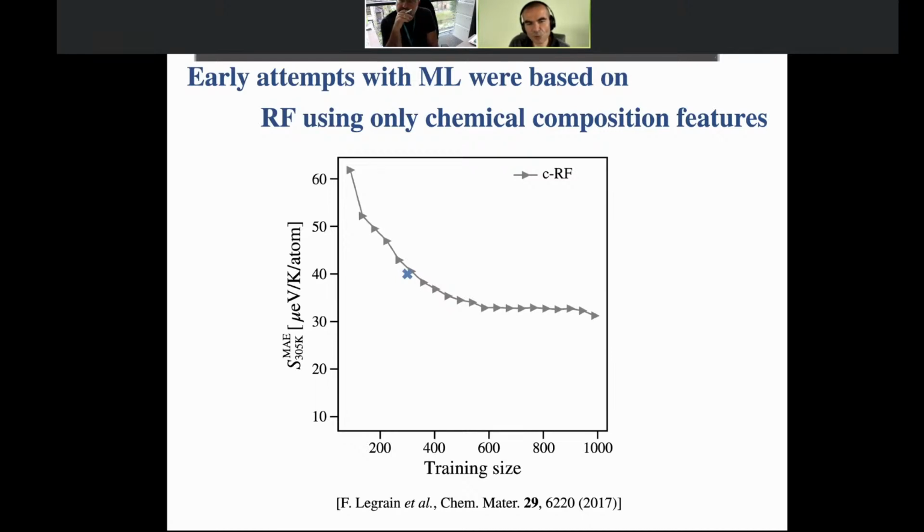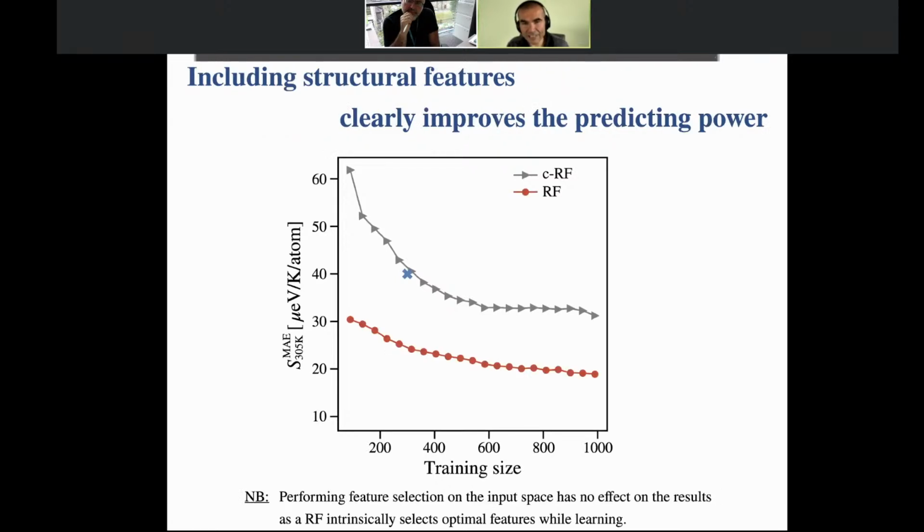And so here you see the effect of the size of the training set. When you have a small size, the error is big. And when you increase the training size, you reduce the error. But for a random forest, at one stage, it plateaus. If you include information about the structure, this is this random forest here, that basically takes all the features from the MatMiner, so it takes all of them and then does this random forest thing, you see that you have improved compared to what was done before.